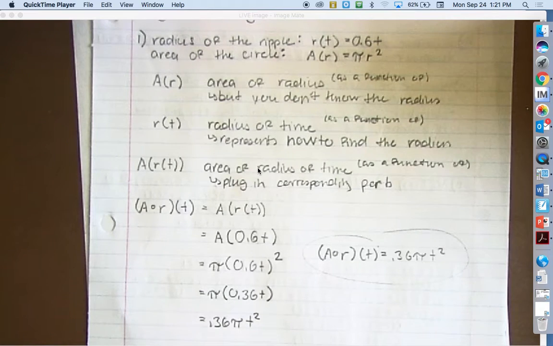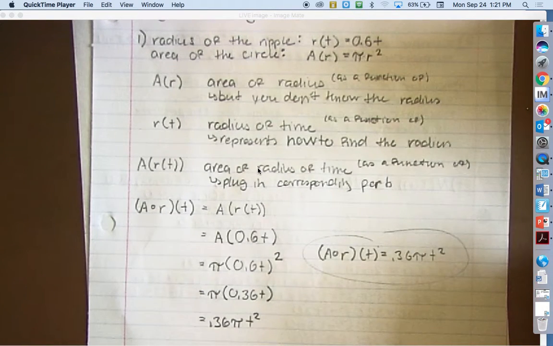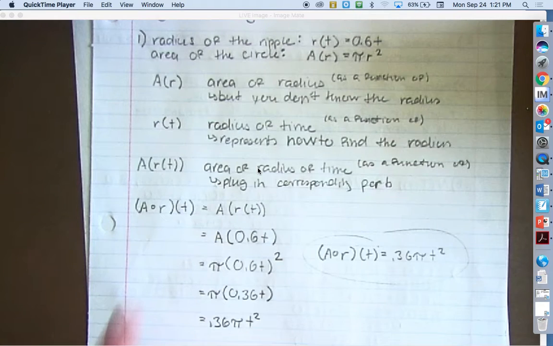The radius of the ripple was r of t equals 0.6 t, and the area of the circle of the ripple was a of r equals pi r squared. The a of r is the area of the ripple, but you don't know the radius, so you have to find the radius with the second equation. That's why you put them together. When you put them together, you get pi times 0.6 t squared, and that's pi times 0.36 t squared, so 0.36 pi t squared.